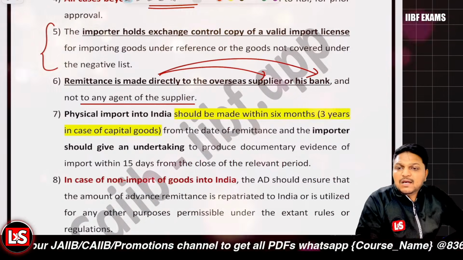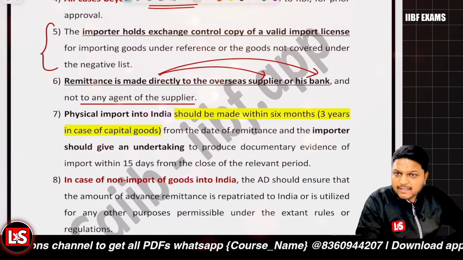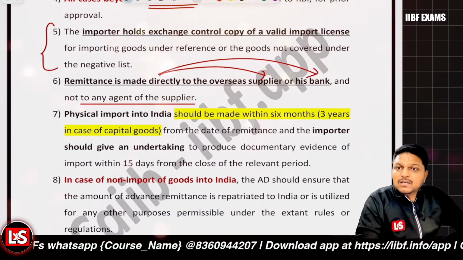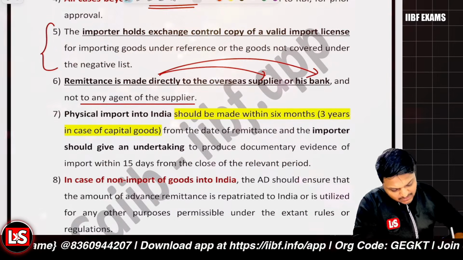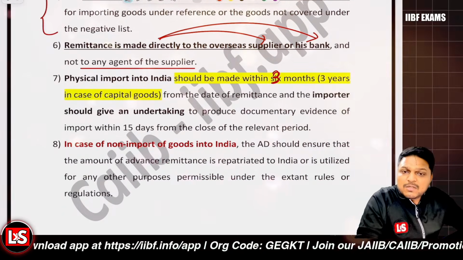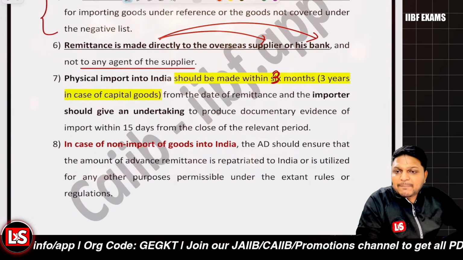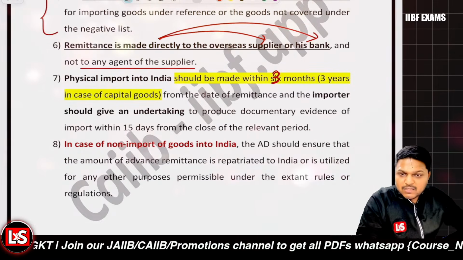In 15 days, documentary evidence will be given, let's say the bill of entry will be there, right? So the importer is to submit the bill of entry. And further, now this period is basically reduced to 3 months. Now it is not 6 months, it is 3 months. Within 3 months, the import must be made. But for capital goods, it is still 3 years. The maximum period allowed is 3 years, right?